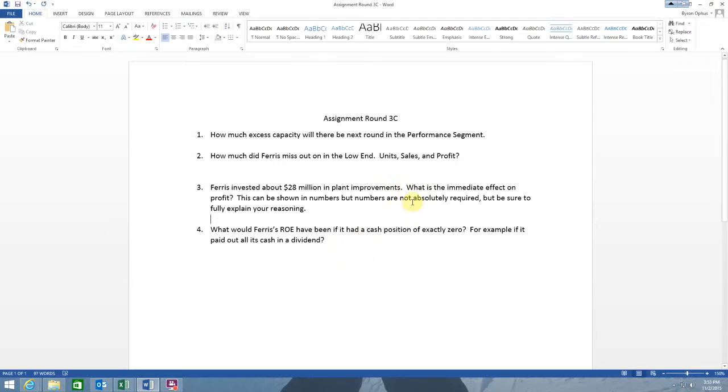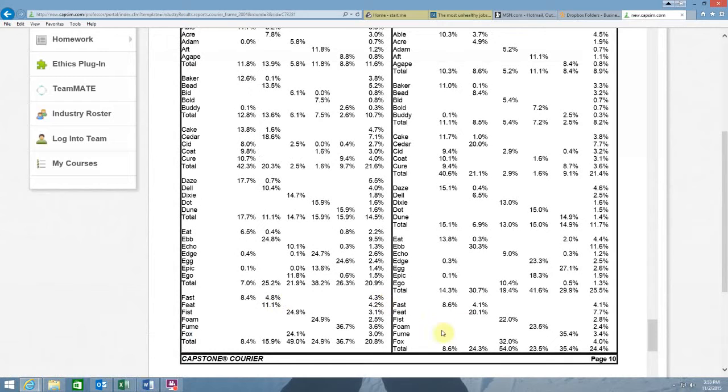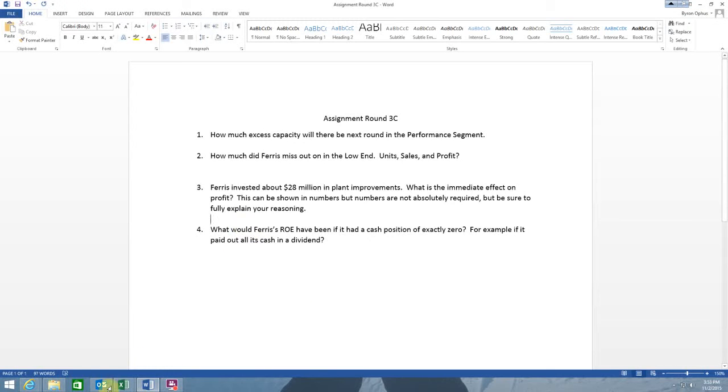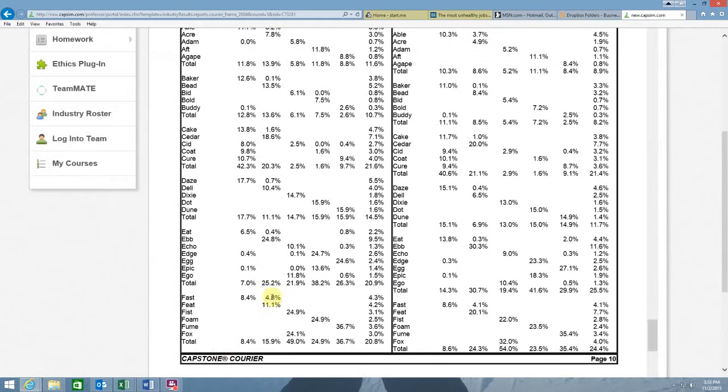Okay. So you can figure out what the units are pretty easily, what it missed out in terms of its total. That's going to be pretty simple. That's just its total potential versus that, times the unit demand. But then you also have to figure out what its sales were, and keep in mind that each of these products, because they had two products apparently selling in the low end, both fast and feet. Fast, I think, is normally a traditional, but probably starting to sell some in the low end.